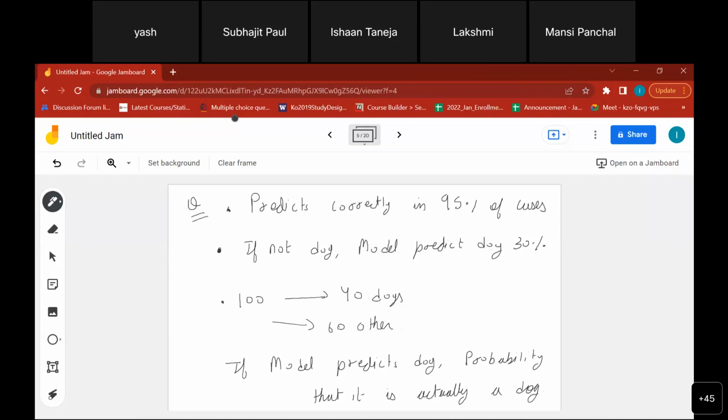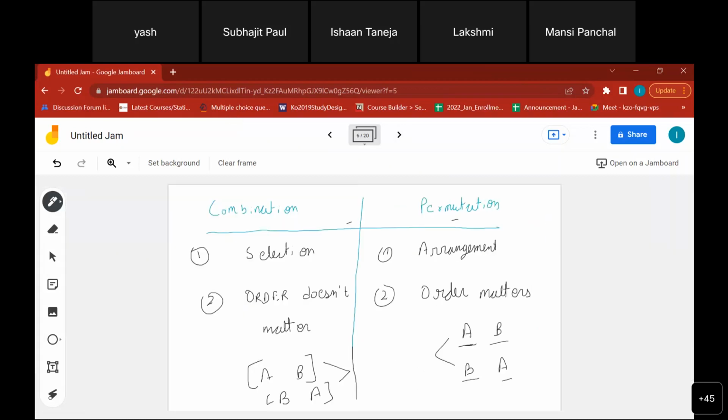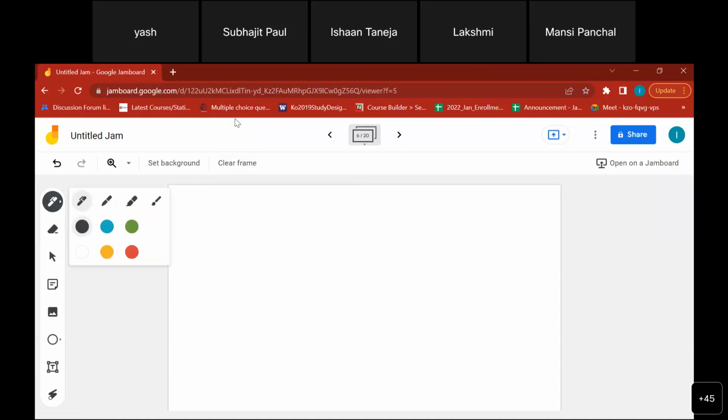So here it is given that the model predicts the dog and we need to find that it is actually a dog. So I just use the formula. Okay, you are able to identify that it is Bayes theorem. Yes, sir. Okay, before moving to the solution part, let me show you the visualization we did for Bayes theorem.